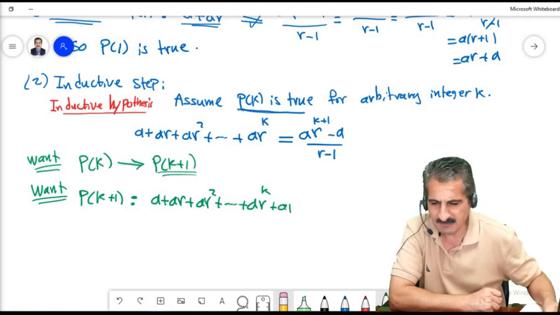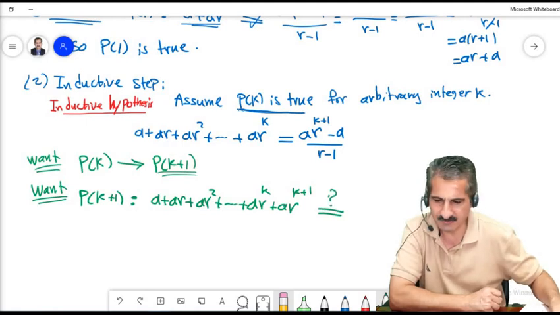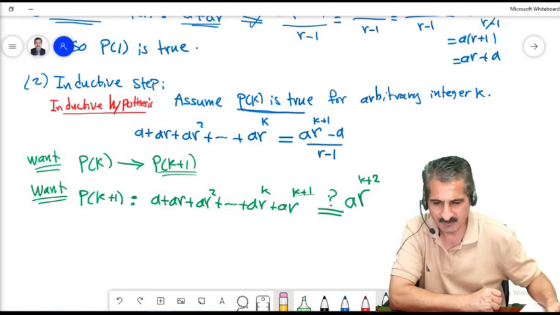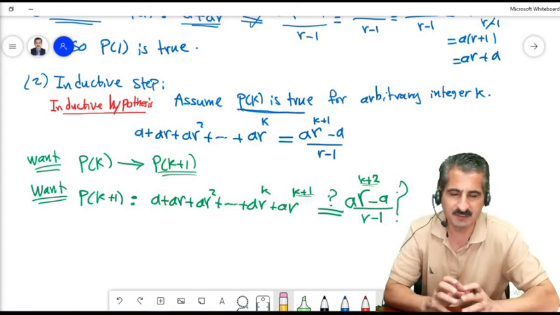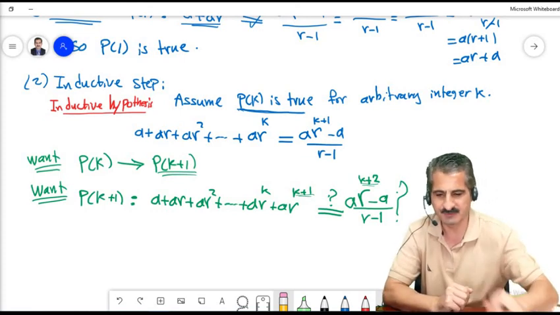A times r to the power k plus 1, and we want to see if this equals, and it should equal, a r to the power k plus 2, because in here we ended with k plus 1, and this shall be k plus 2, minus a over r minus 1. We want to prove that. If we can do it, then mathematical induction will prove the whole statement.